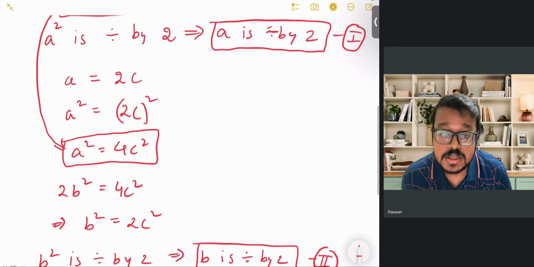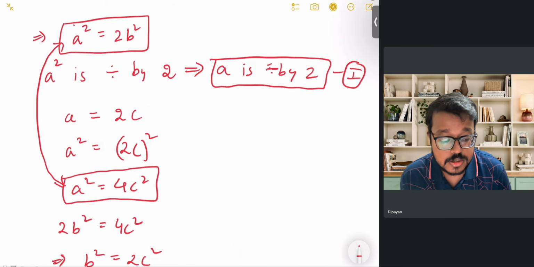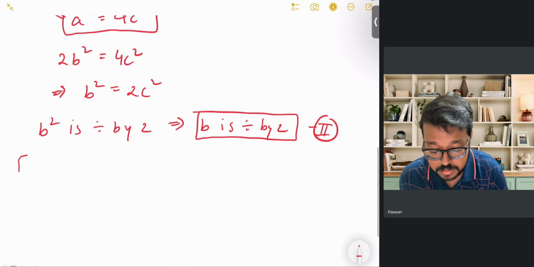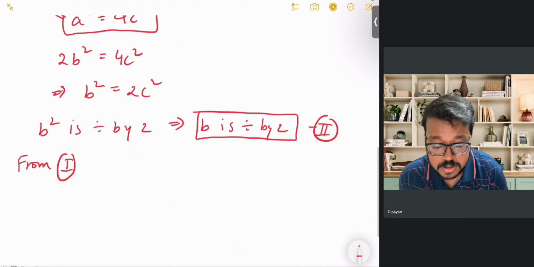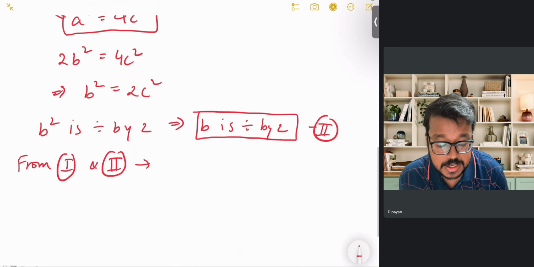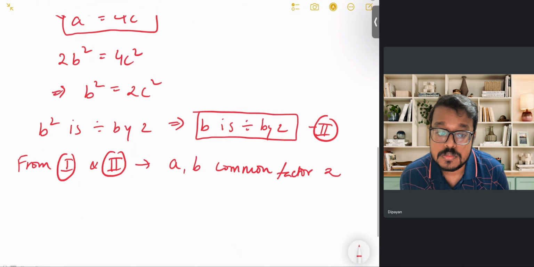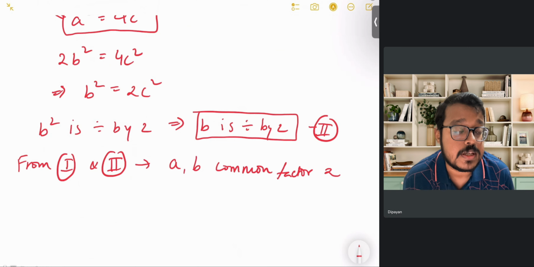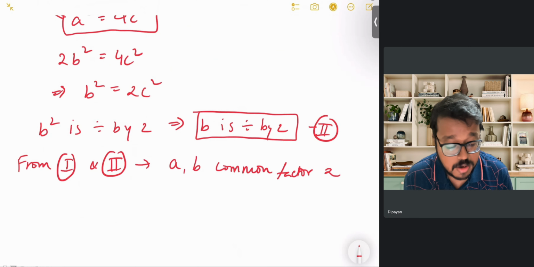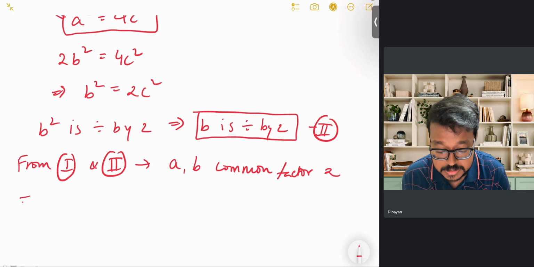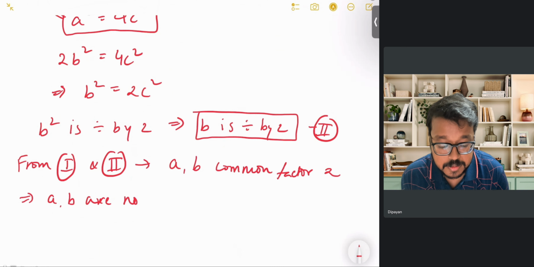What was the first statement? a is divisible by 2. So from statement 1 and 2, I will say that a and b have a common factor. What is the common factor? 2. a is divisible by 2, b is divisible by 2. So a and b have a common factor 2. So that means a and b are not coprime.